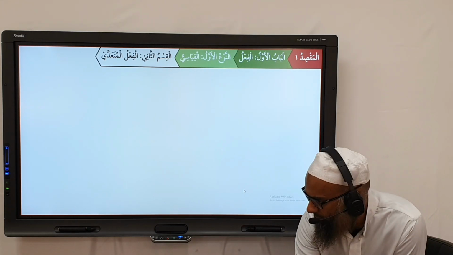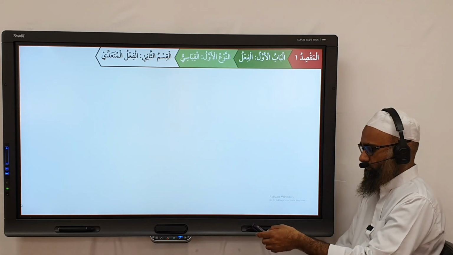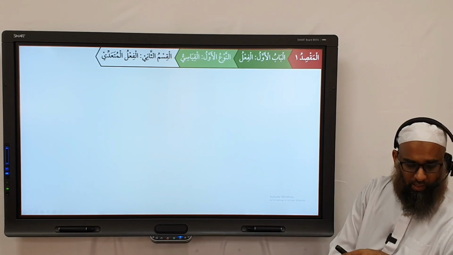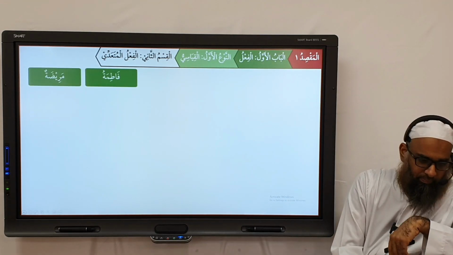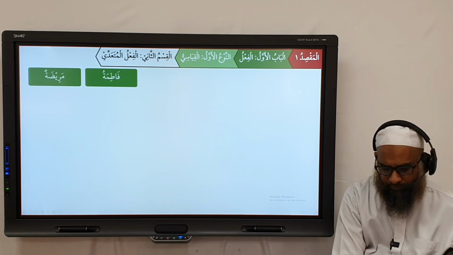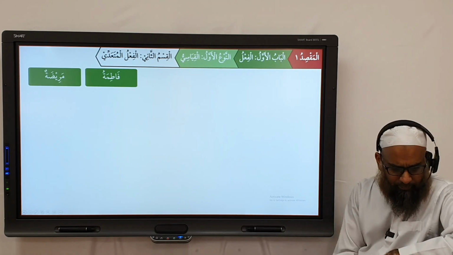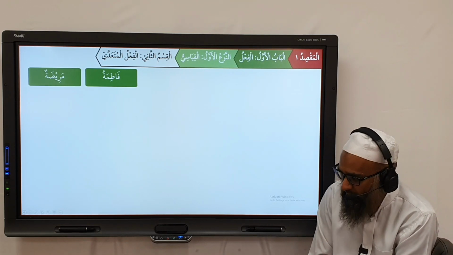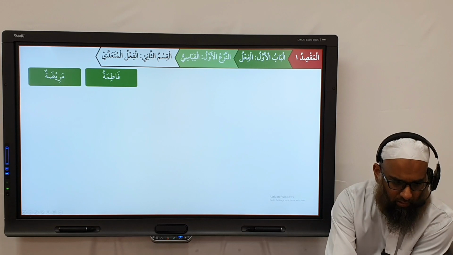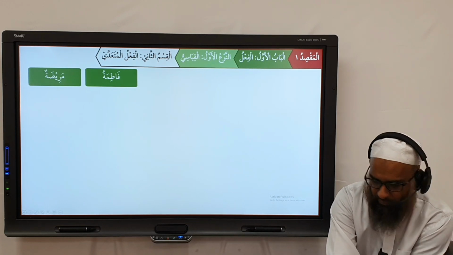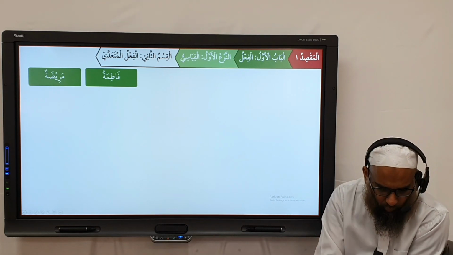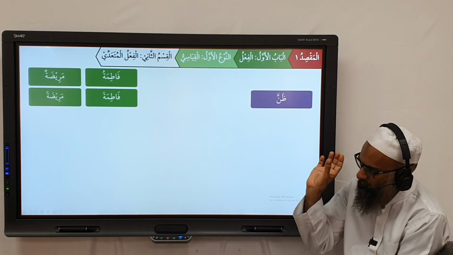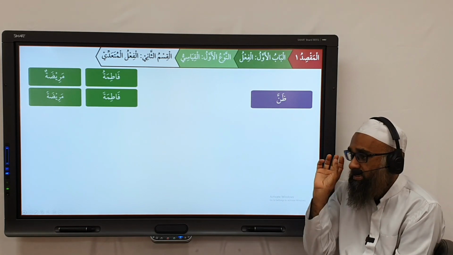So let's just recap one more time. So if we have a sentence like this, Fatimatu maridatun. What kind of sentence is this? A jumlatun? What? Jumla ismiya. What's it made up of? Mubtada and khabar. Okay. Now, if we were to add what? We were to add dhanna, meaning what? The same mubtada khabar, but we say here, well, somebody thinks this.